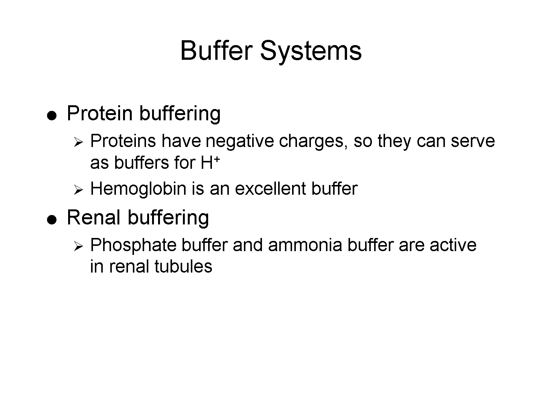Protein buffering is an important mechanism for maintaining pH balance. Proteins have negative charges, allowing them to bind to hydrogen ions and act as effective buffers. Hemoglobin, found in red blood cells, serves as one of the body's most powerful protein buffers. Renal buffering also plays a critical role. In the kidneys, the phosphate buffer system and the ammonia buffer system actively regulate pH within the renal tubules, helping to eliminate excess hydrogen ions and maintain acid-base homeostasis.